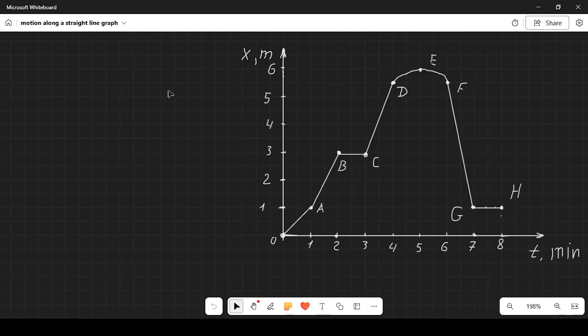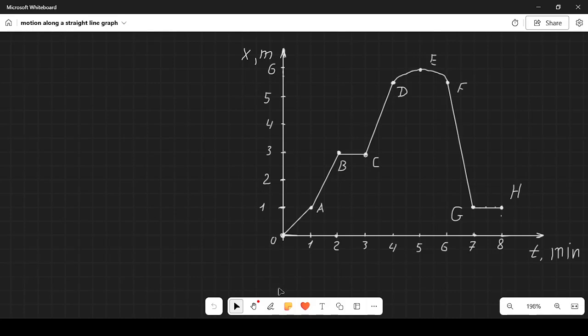Let's learn now how to read a graph. So we have a graph here. The vertical axis is the coordinate, the position, and the horizontal axis is time. So we have a graph of how position changes with time.